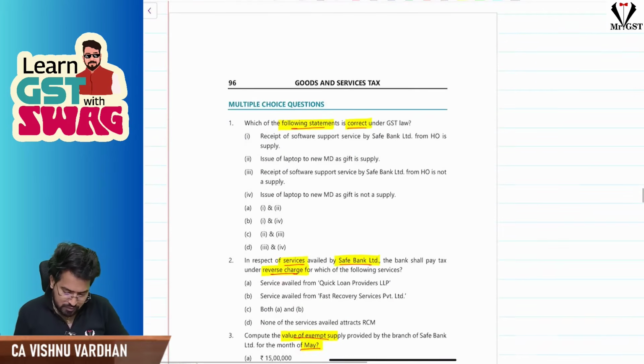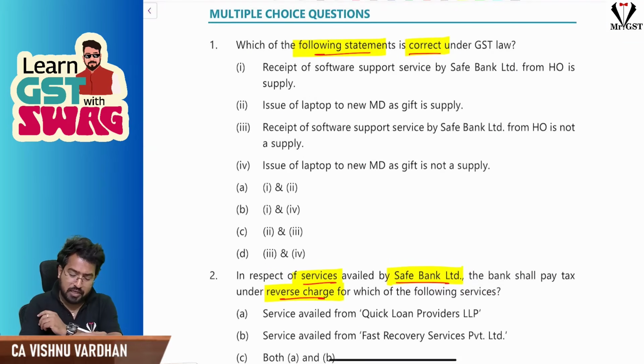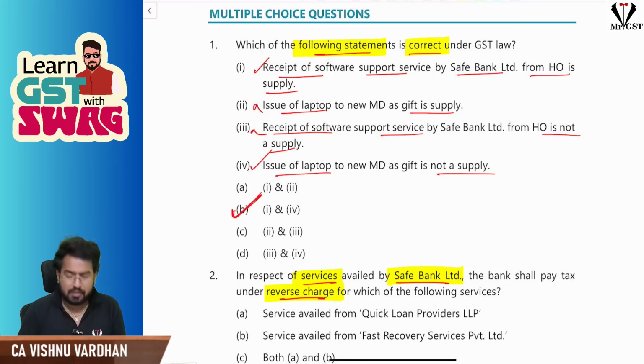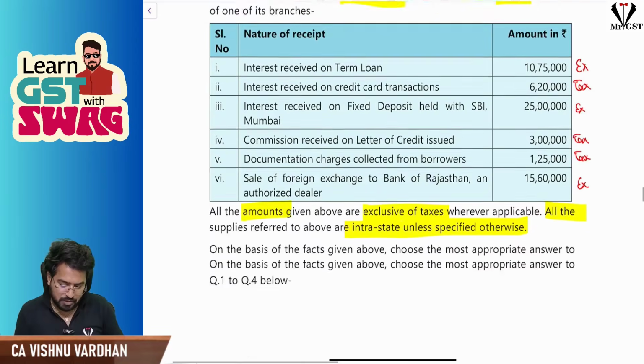So if you look at this first question, which of the statements are correct? Receipt of software support services from head office is a supply, correct. Laptop to MD is a supply, no, this is wrong. Receipt of software services is not a supply, wrong. Issue of laptop is not a supply, true. So 1 and 4 are correct, so option B is the correct option, right? Super.